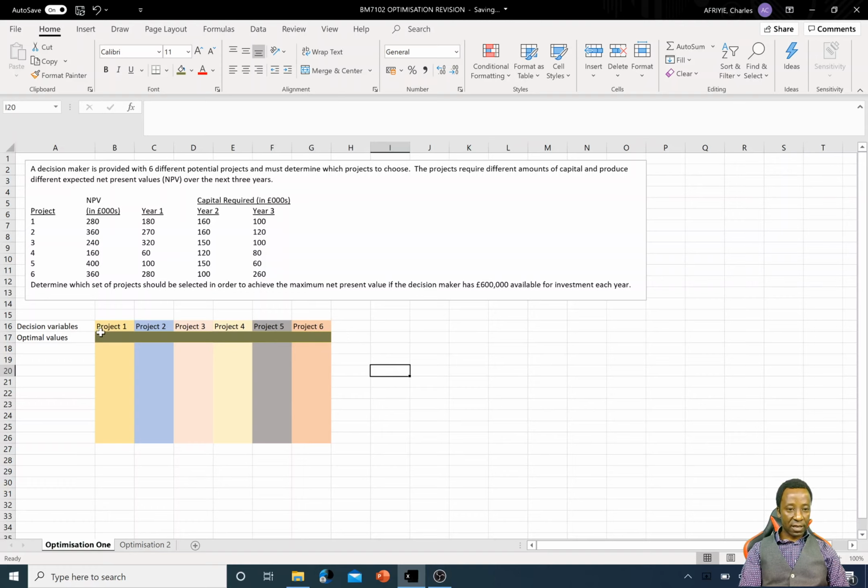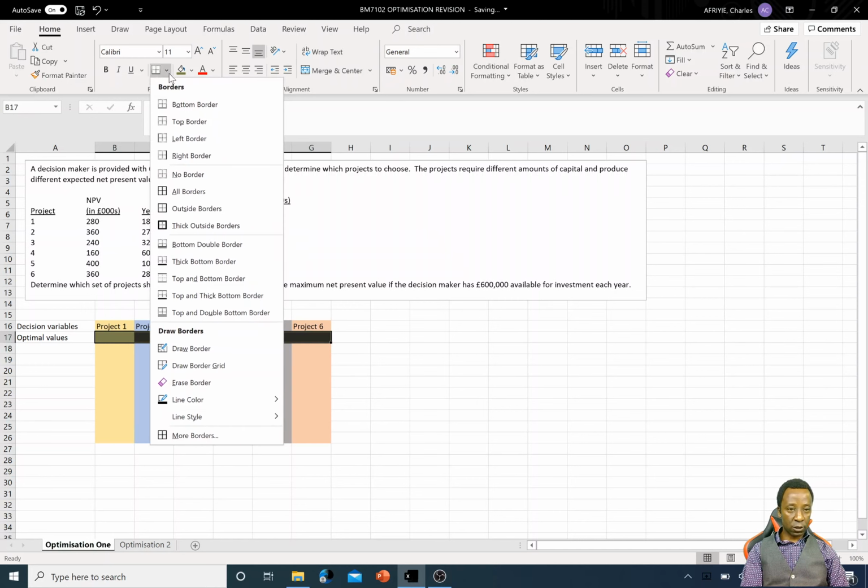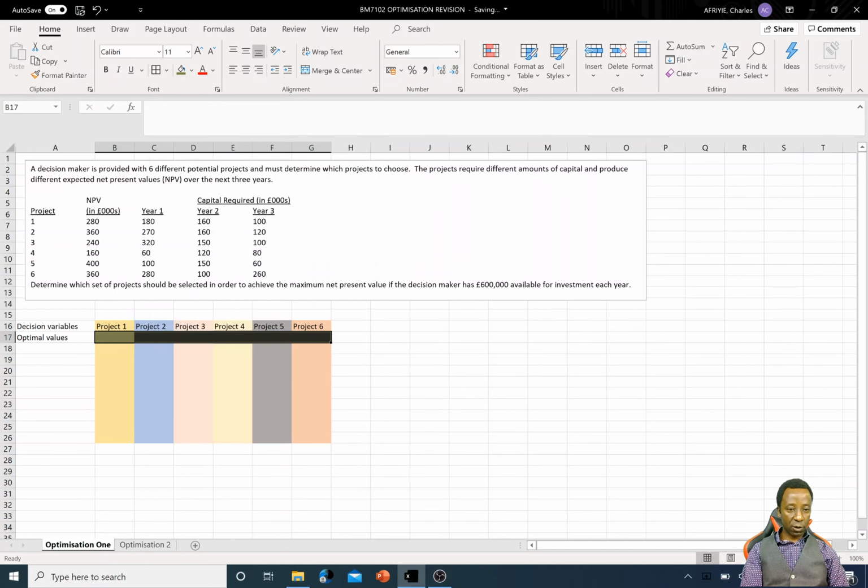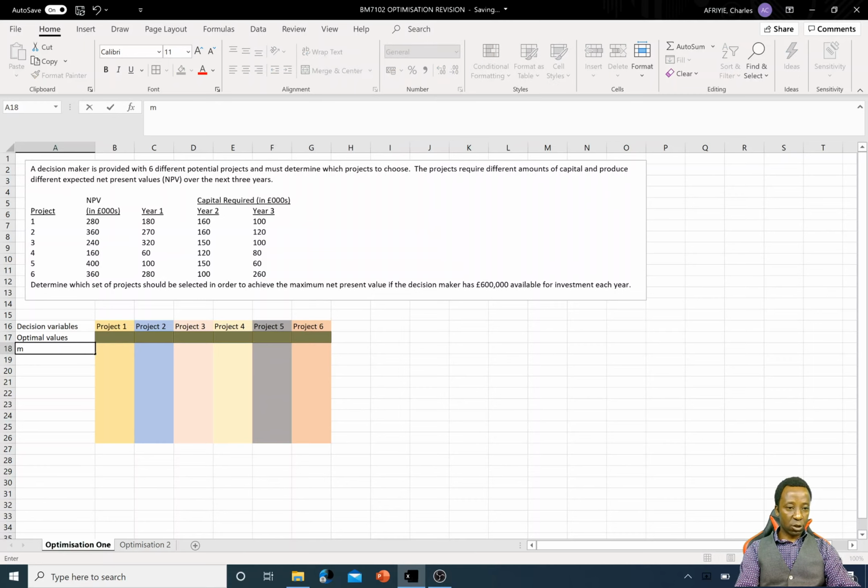Highlight it out. This is where the system will spit out the solution, isn't it? So it's going to be blank for a long time until the solution pops up. And then we have the maximization objective.